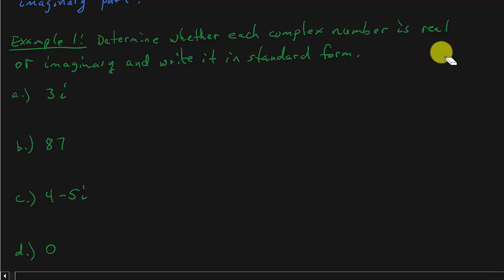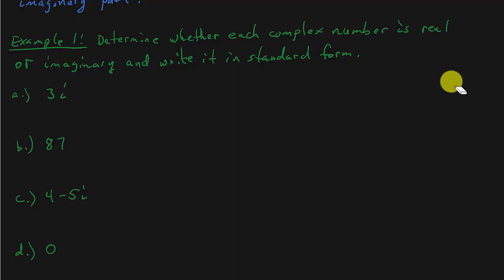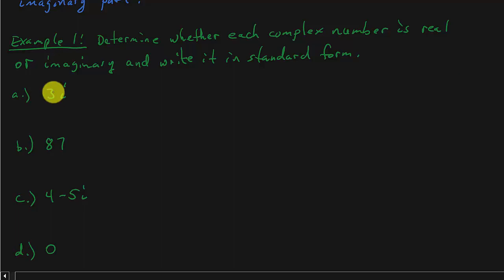But if b is not equal to 0, then the complex number is imaginary. Okay, so let's determine if it's real or imaginary, and then let's write it in standard form. So we've got 3i. Is this real or imaginary? Well, there's b. b is 3. So this would be imaginary.